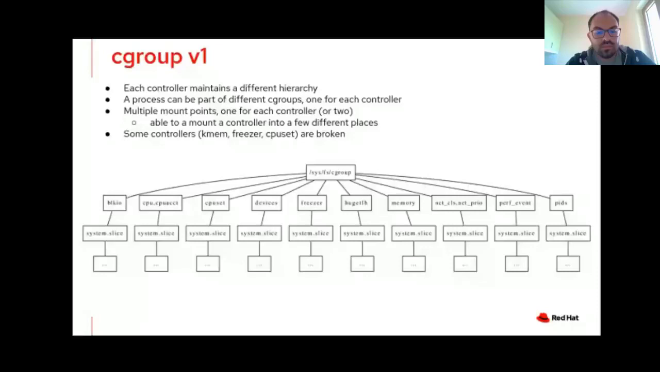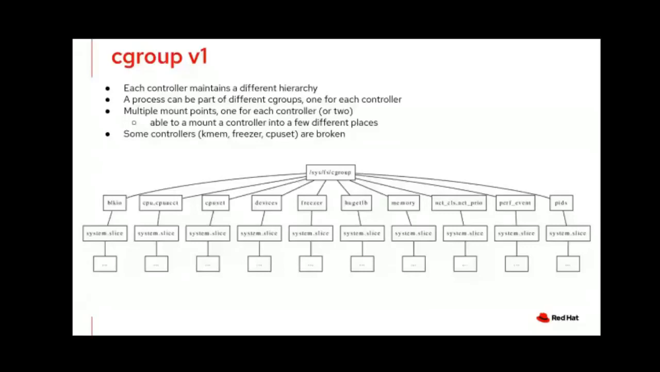And the other problem with cgroup v1 is that some of the controllers don't really work. I have three examples here. The first example is the kernel memory controller.